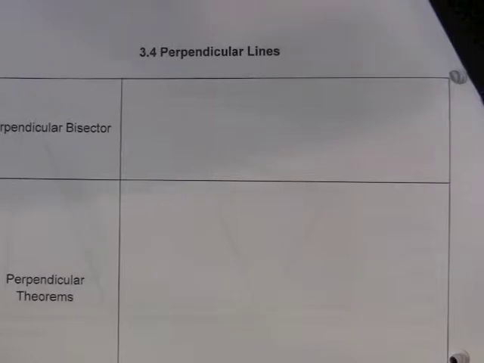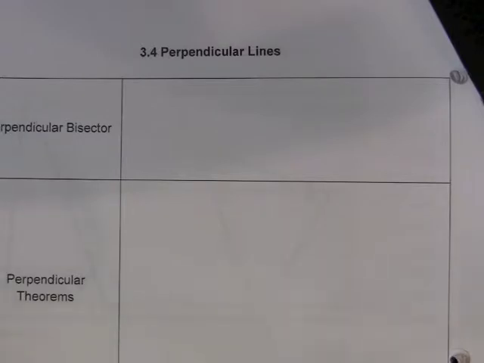Okay, today's notes are going to be on perpendicular lines. Earlier in the section, when we were previewing the section with constructions, we learned that perpendicular lines are formed when two lines intersect and they form four right angles.